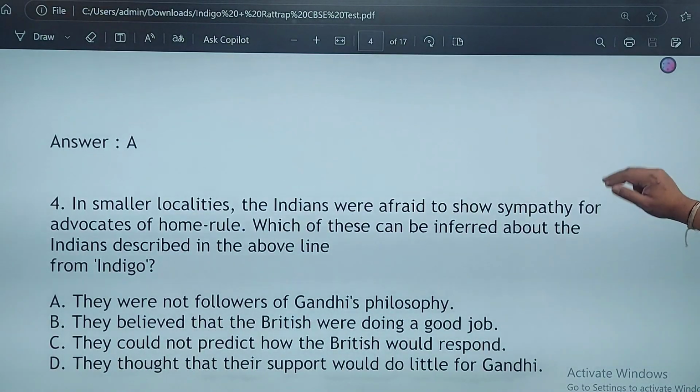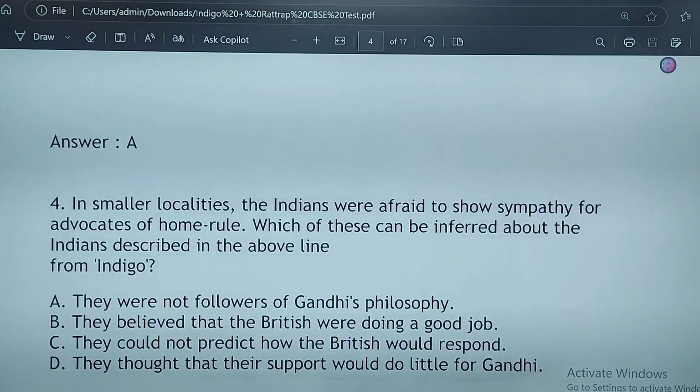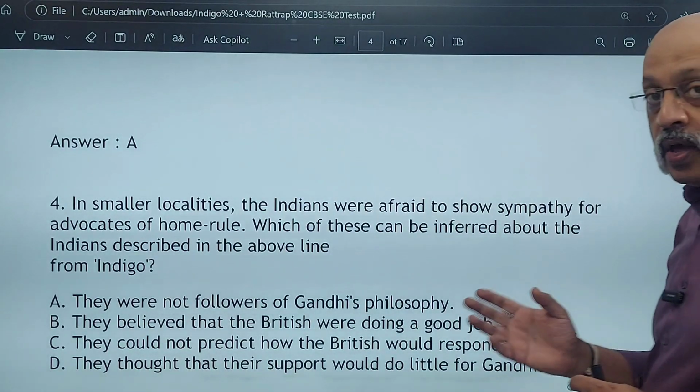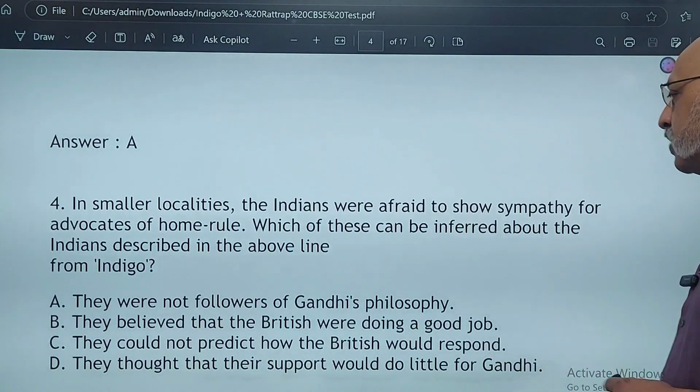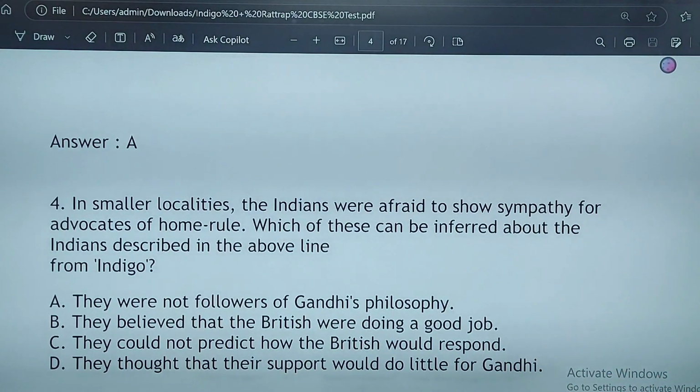In smaller localities, the Indians were afraid to show sympathy for advocates of home rule. If you see, this is on the left-hand side page of your chapter. Which of these can be inferred about the Indians described in the above line from Indigo? They were not followers of Gandhi's philosophy. They believed that the British were doing a good job. They could not predict how the British would respond. They thought that their support would do little for Gandhi.